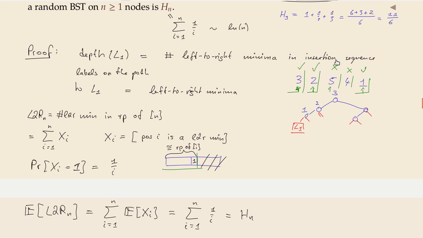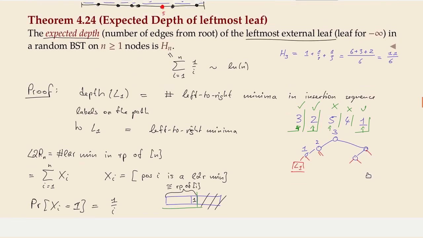We even showed a bit more. We showed that actually the depth of this leaf has the distribution of this number of left to right minima, because this equality is true for every fixed tree, not only in expectation. So if you study the distribution of these left to right minima in more detail, you will also find more results about the distribution of the depth, because they are the same. But for our case here, we will confine ourselves to the expectation.